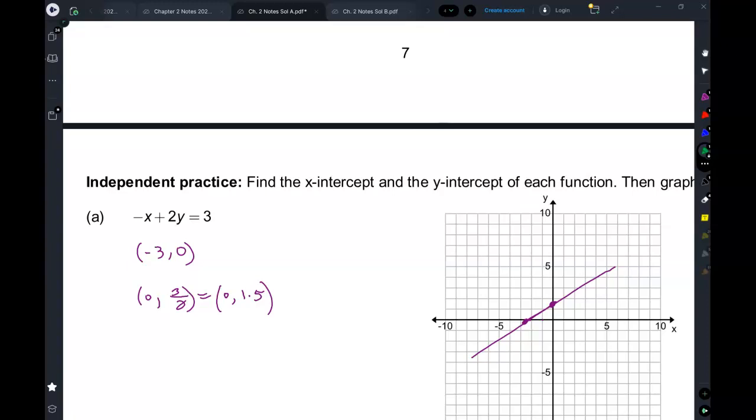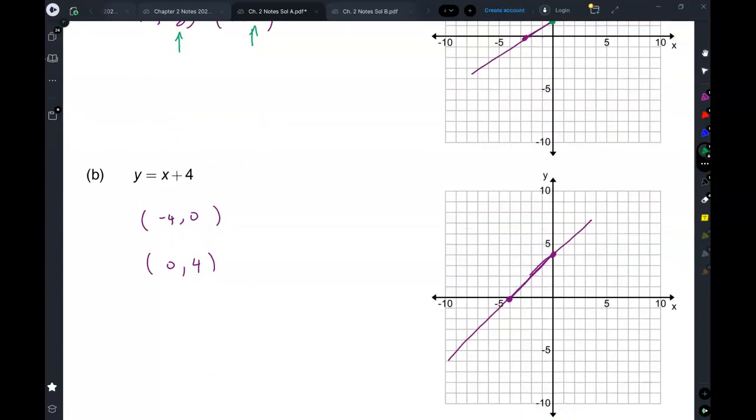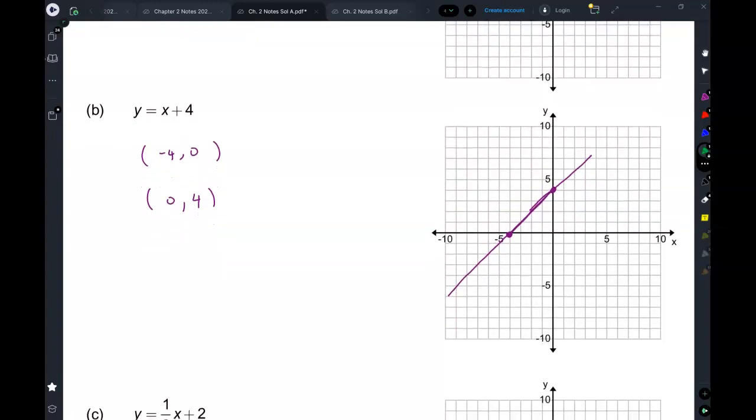What did we get for A, for x-intercept? Negative 3 comma 0, and then for B, for y-intercept? 0 comma 3 over 2, right? You get 0, 3 over 2, and then you can change the 3 over 2 to 1.5, and that's how you graph it over there, okay? All right, what about for B? What's x-intercept? Negative 4 comma 0, and then what's the y-intercept? 0 comma 4, right? 0 comma 4.